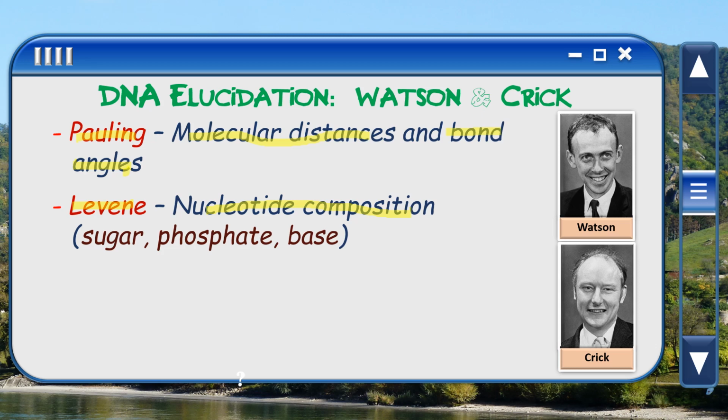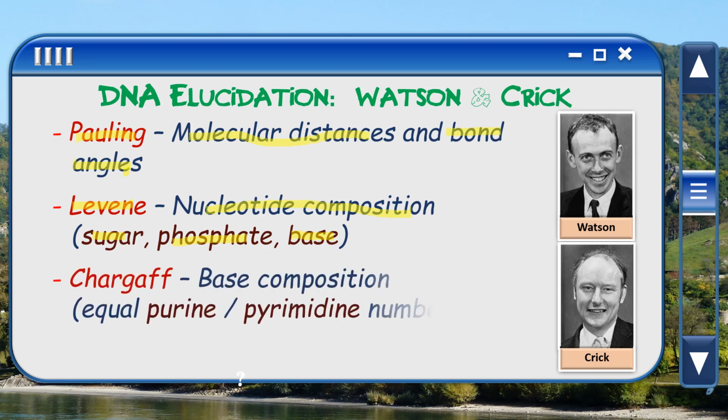But we know that a nucleotide is made up of a sugar, a phosphate, and a base. So it was Levene who worked out that DNA is made up of nucleotides, and nucleotides are composed of the sugar, the phosphates and the bases.